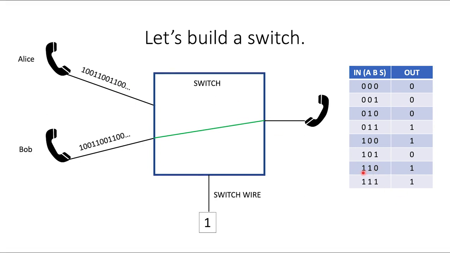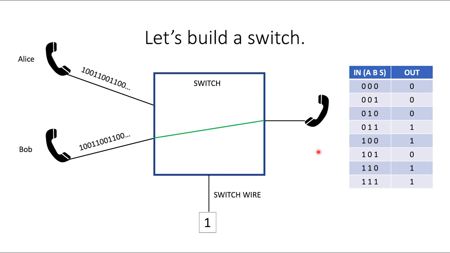And Alice is saying 1, so I hear a 1. Okay. So at this point, I would encourage you to pause the video, look at this table, and convince yourself that this really is the truth table corresponding to the situation. Right? If this switch wire is a 0, then I should hear whatever's happening in this first digit. And if the switch wire is a 1, I should hear whatever's happening in this second digit. Okay, so take some time to think about that.